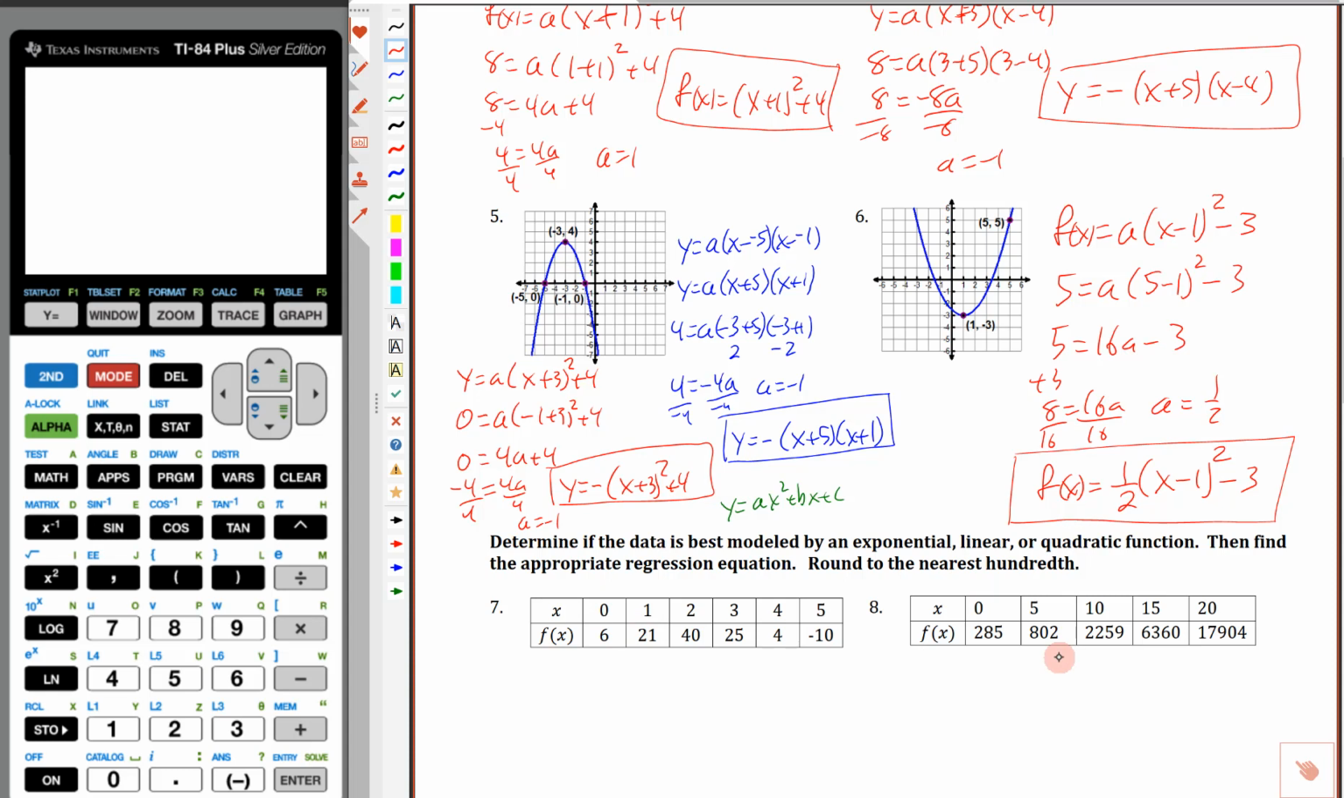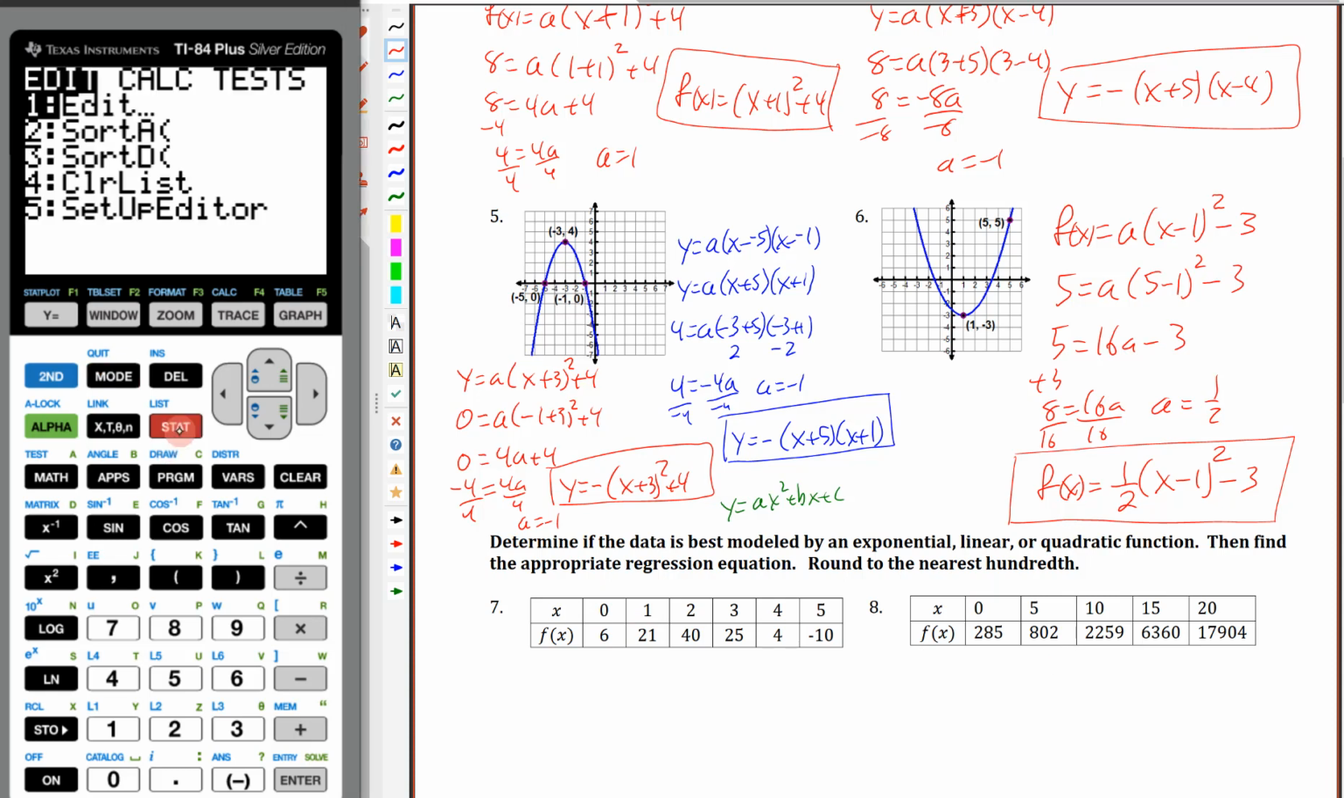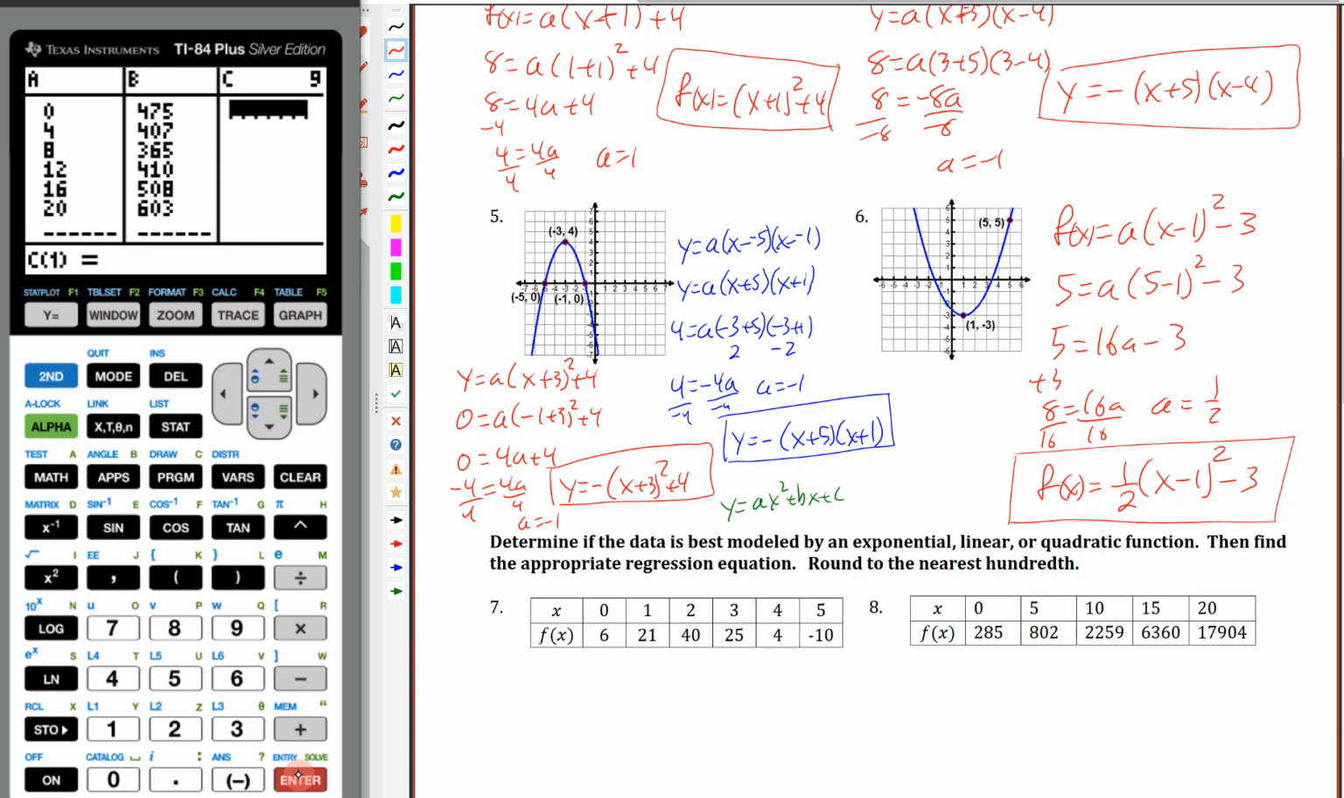So I'm going to hit stat and I'm going to hit edit. I've already taken the time to put these in, and I'm going to come back here to L1 and L2, and we'll just double check. So we hit stat, edit, and then I can type each one of these pieces of information in. I've got the information in L1 and L2, so I'm all ready to go.